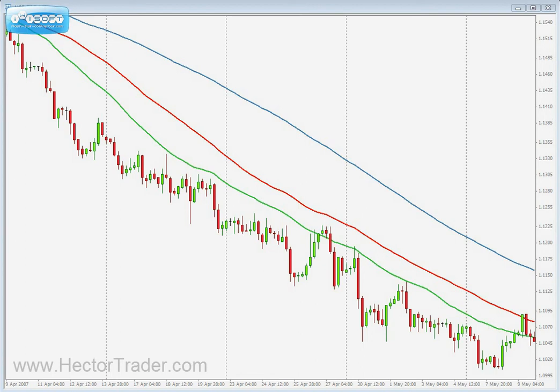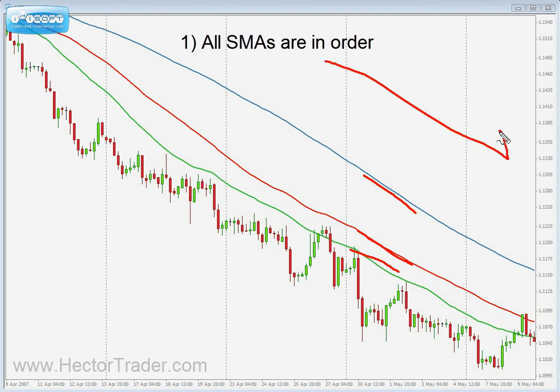Okay. All right, the first condition is that all the 3 simple moving averages are in order. Okay, as you can see, in this case we have the 30 moving average below the 50 and the 50 below the 100. Okay, that means that the first condition is fulfilled, and therefore, if all the other conditions apply, we are possibly looking into a solid downtrend.